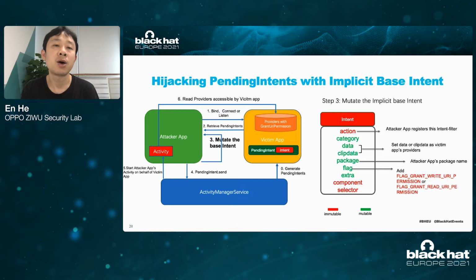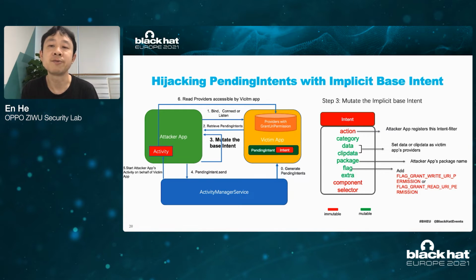So this is how it works. In steps 1 and 2, the attacker app needs to retrieve an insecure or vulnerable PendingIntent from the victim app via methods we discussed before. Then in step 3, he'll mutate the PendingIntent. Since it's implicit, he cannot modify the action field. He cannot modify component or selector either, due to restrictions of PendingIntent filling. But he can register an intent filter with the action, set data or clip data as the victim app's providers, set the package to his own, and add permission grant related flags.